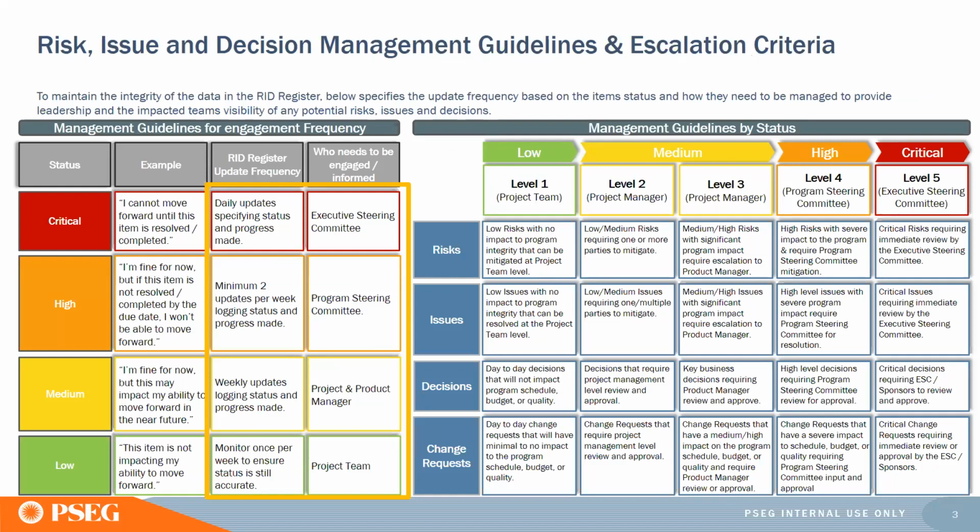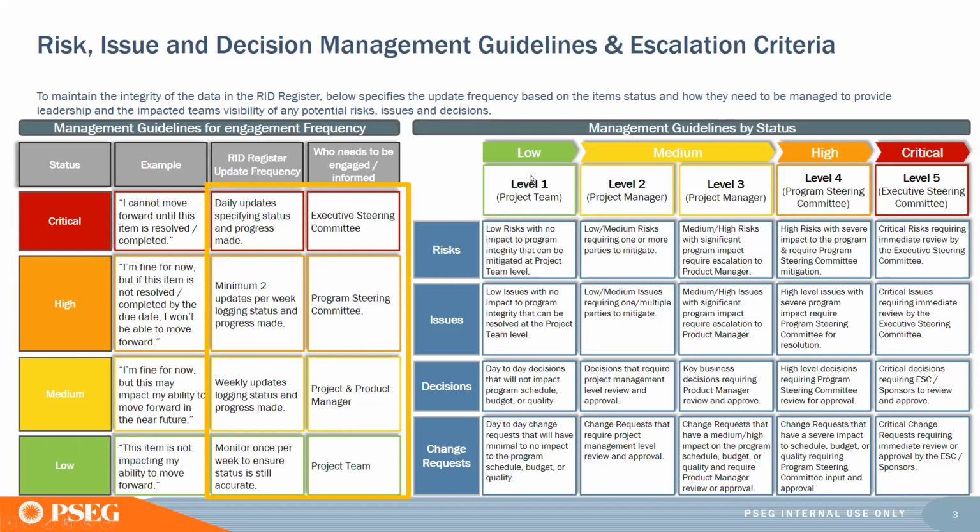Here is our guideline and escalation criteria, and I won't go through reading all of these charts to you. The point is that you have them here for reference, and it provides a guideline for engagement frequency. If you have an item that is low risk, your frequency for managing that versus medium is different, and it gives you some examples as to how to make that determination. And it gives you some management guidelines by status.